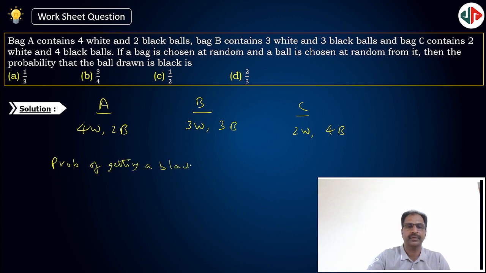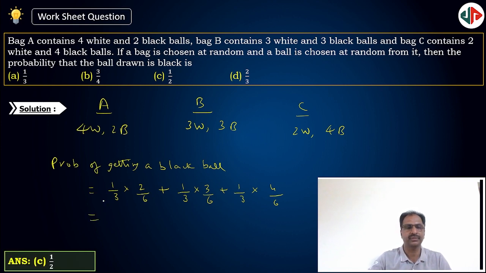So the probability of getting a black ball: we can get a black ball from any one of the bags. The probability of selecting each bag is 1 by 3. Let us say I select bag A with probability 1 by 3, and the probability of getting a black ball is 2 by 6, plus I can select bag B with probability 1 by 3 and a black ball with probability 3 by 6, or I can select bag C with probability 1 by 3 and a black ball with 4 by 6. Simplifying this, your answer will be 1 by 2.